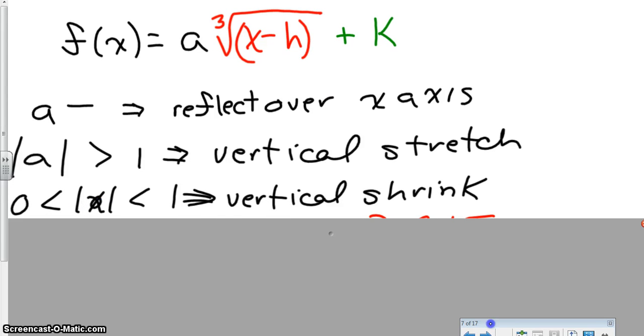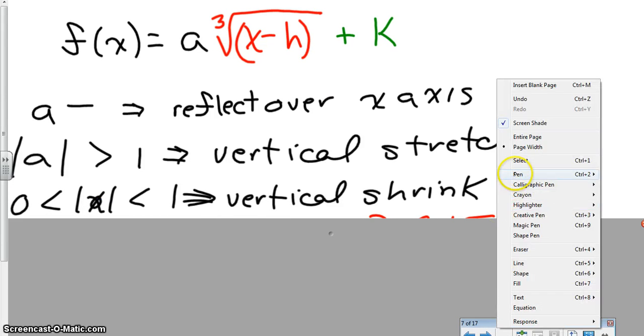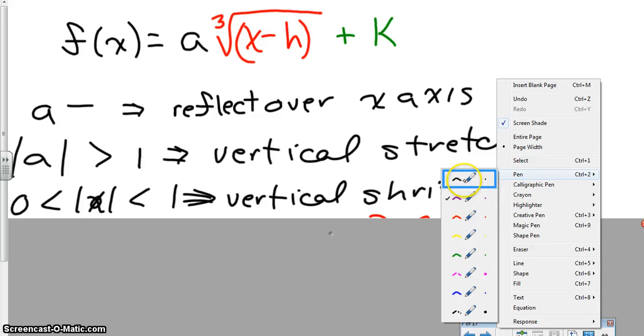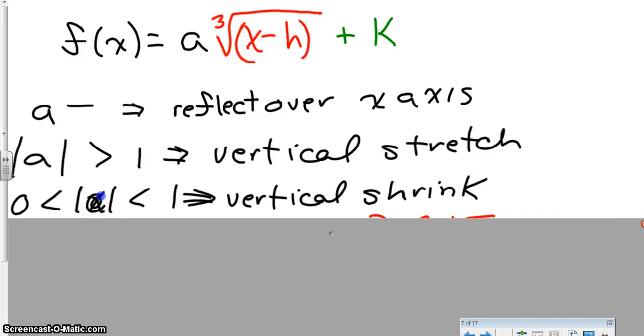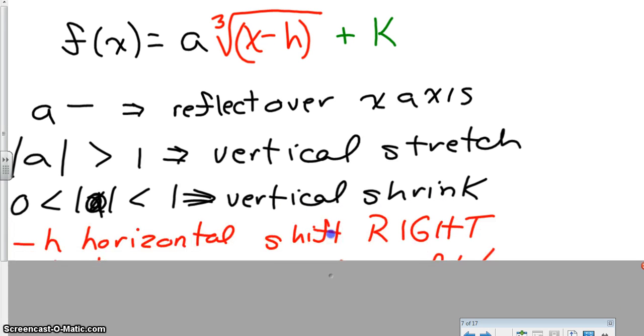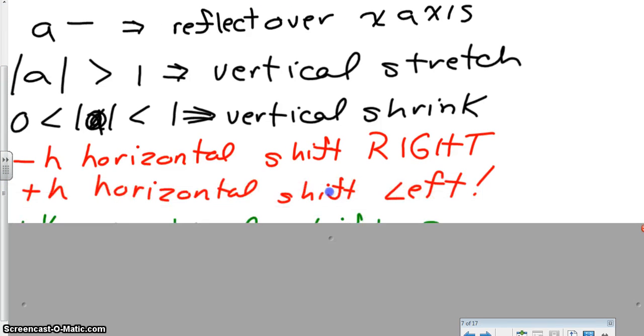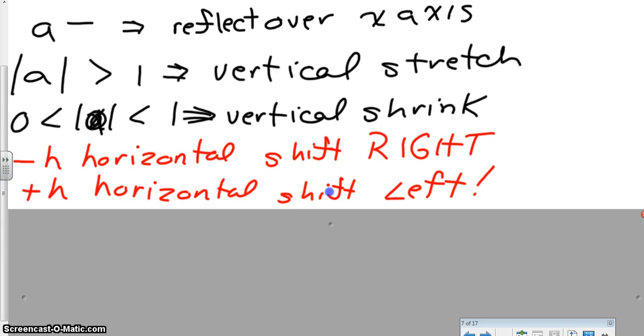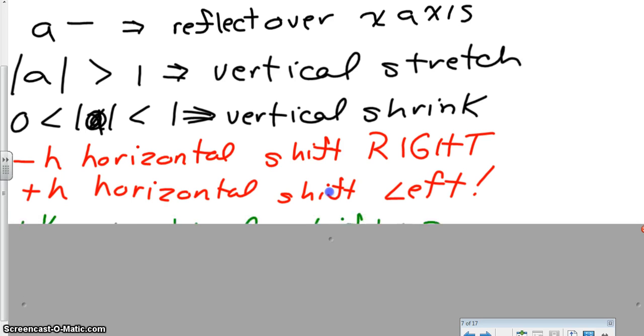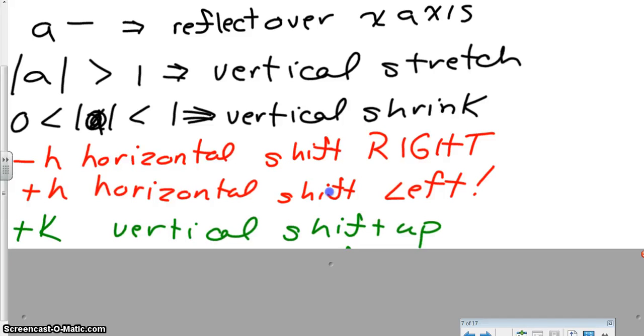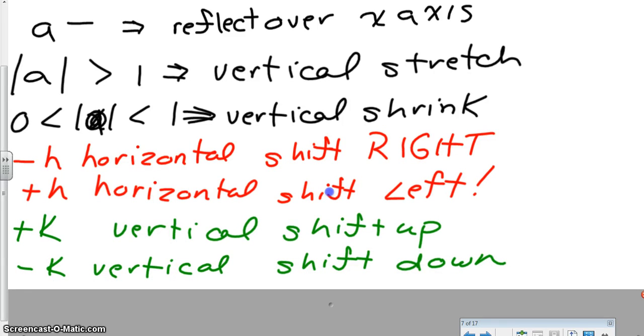Between 0 and 1, and oh my goodness, I'll bet you Colby's going to say to me, Mrs. Rose, didn't you mean to write an A there? Yes, I did, Colby. That's a vertical shrink. Opposite of H, horizontal shift to the right. Positive H, horizontal shift to the left. Positive K, vertical shift up. Negative K, vertical shift down.